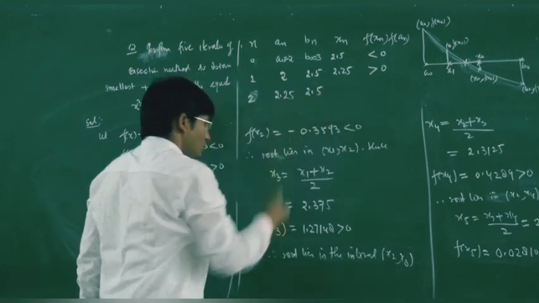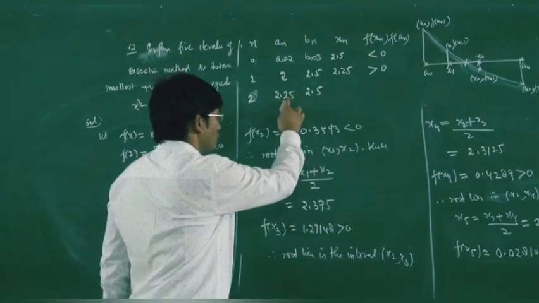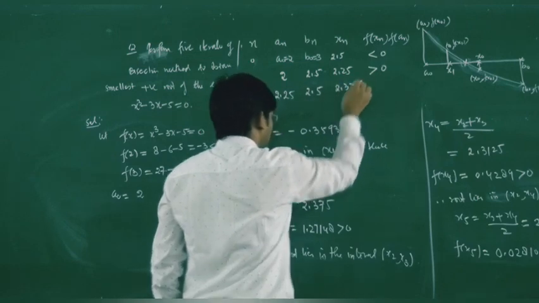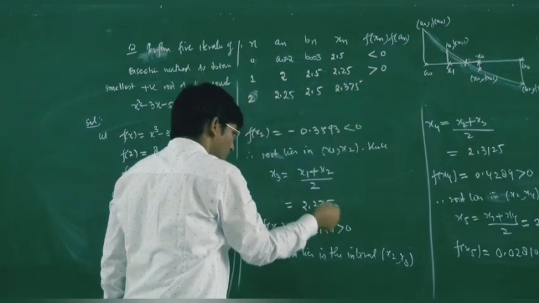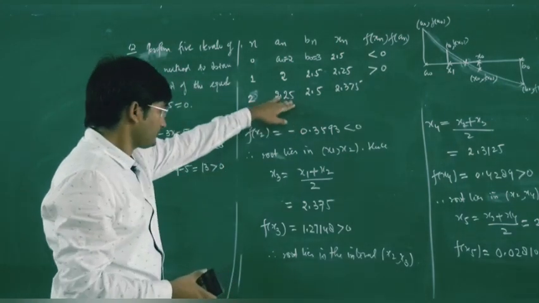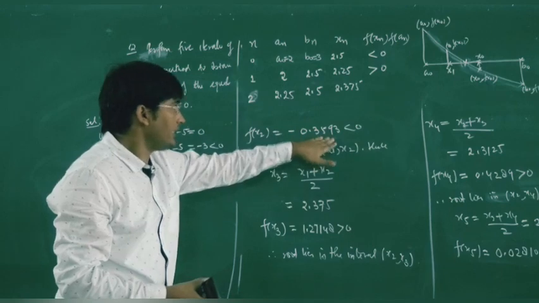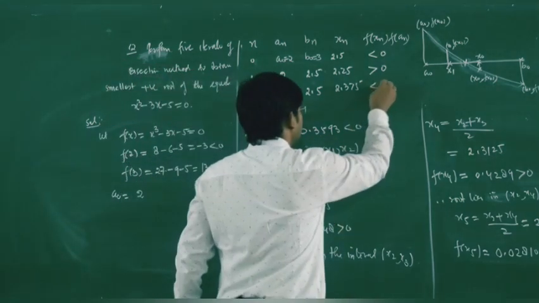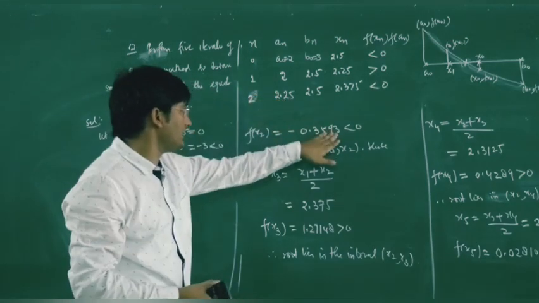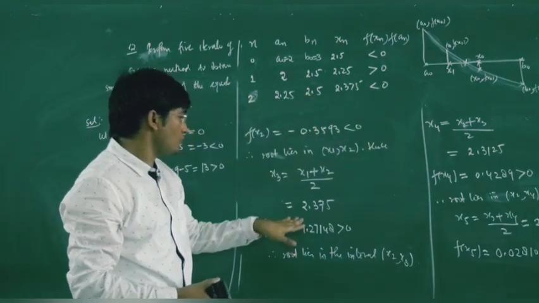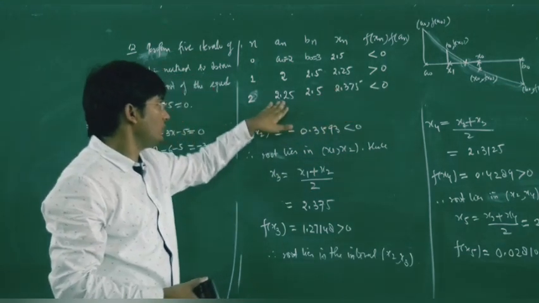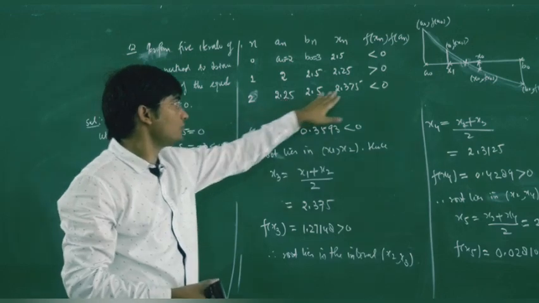Now the average of 2.25 and 2.5 is 2.375. Again the value of the function at 2.375 is positive, and the value of the function at 2.25 was negative. So again we have negative. The value of the function at 2.25 was negative, the value of the function at 2.375 was positive. So our root will lie between 2.25 and 2.375.